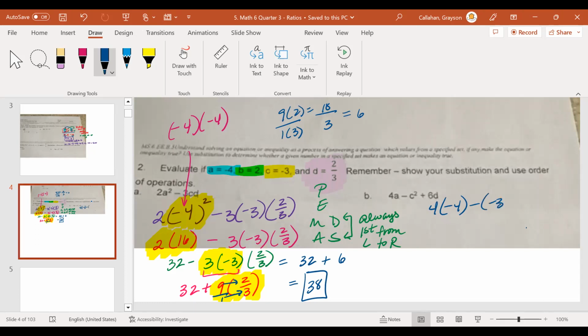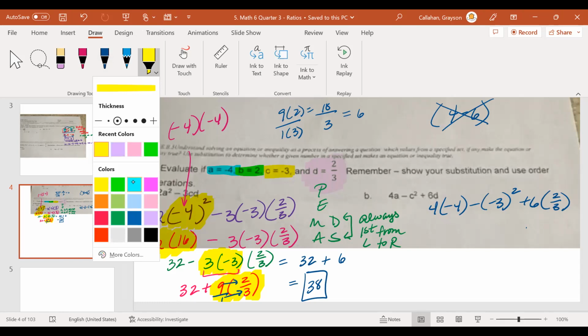C is going to be a negative 3 squared plus 6 times 2/3, okay? And again, we don't have any parentheses that have more than 2 terms. What I mean by that is, if you have a parenthesis like 4 minus 6, then you will do parenthesis first. Do you see that? But you don't have anything. You only have 1 term inside. So we don't need to do parentheses. There's no parenthesis. But we do have an exponent.